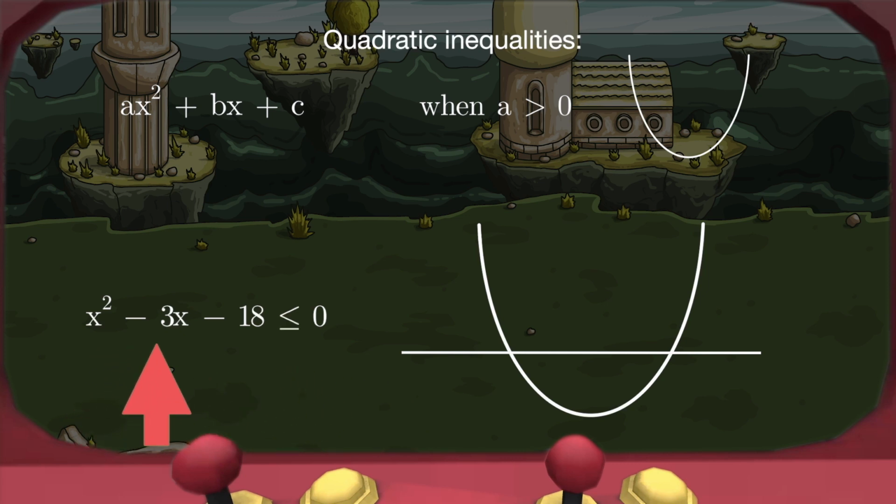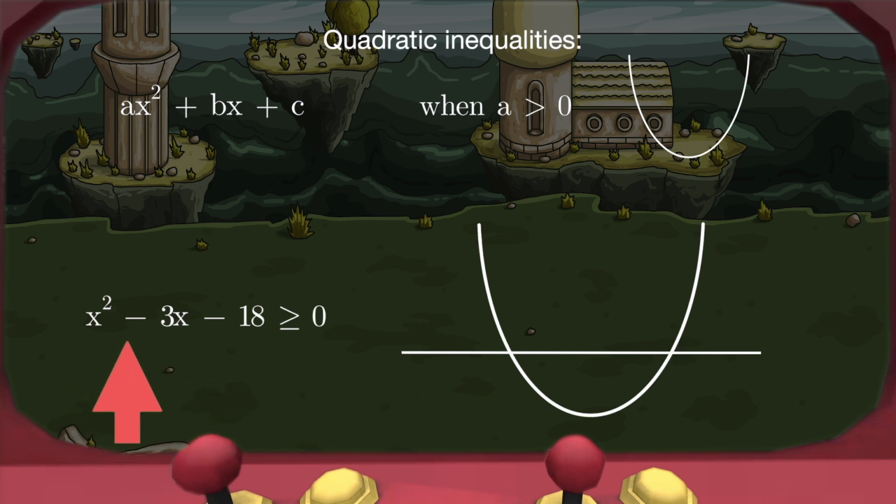x squared minus 3x minus 18 is less than or equal to 0. So that basically means, where is the parabola below or equal to 0? If we want to read it, where is it below the x-axis and where does it touch the x-axis? So it touches the x-axis there, all the way around to that value where it touches there. So it includes these two values as well. Now let's look at one last example.